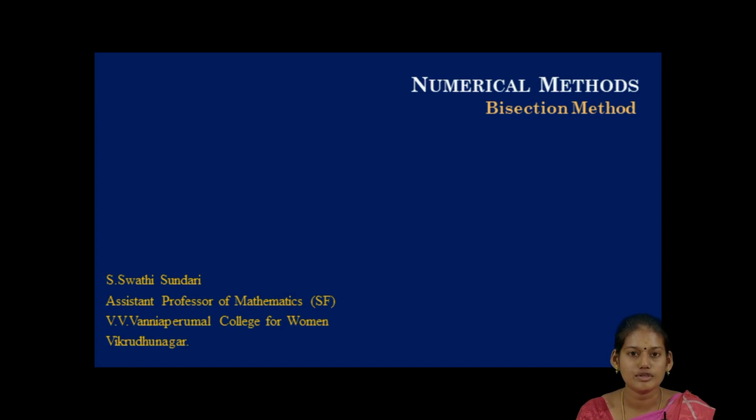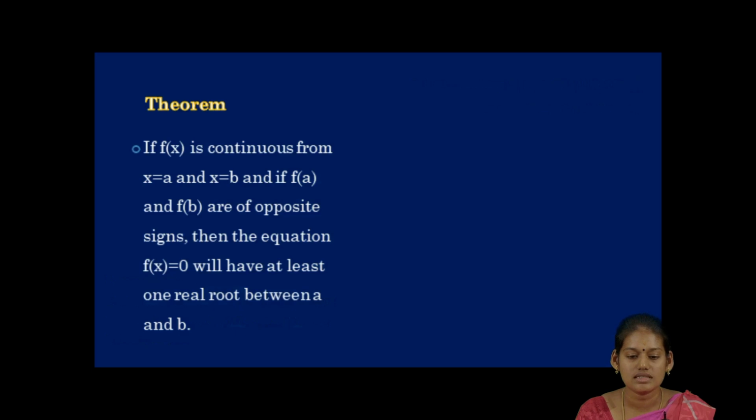Here I am going to explain how to find the roots of an equation by using the bisection method. The bisection method is usually known as the Bolzano method, approximation method, interval halving method, or interval dividing method. So, let us see the theorem, which is named the intermediate value theorem.